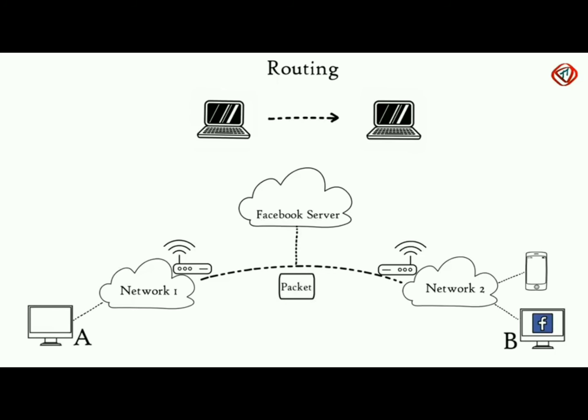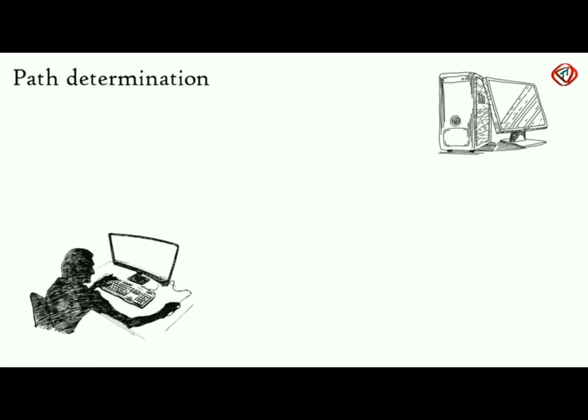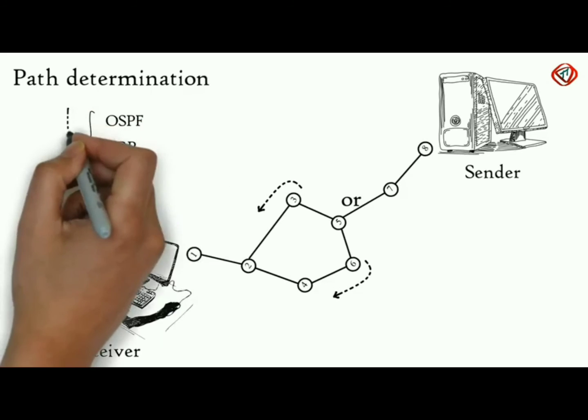And the third is path determination. A computer can be connected to another computer in a number of ways. The network layer determines the optimal path for data transmission so that the data can be transmitted faster to the receiver. OSPF, BGP, and IS-IS protocols are used to determine the best possible path for data delivery.